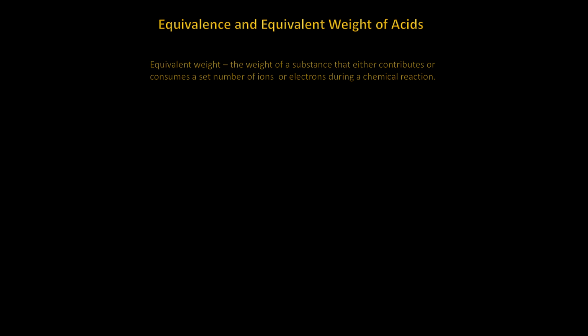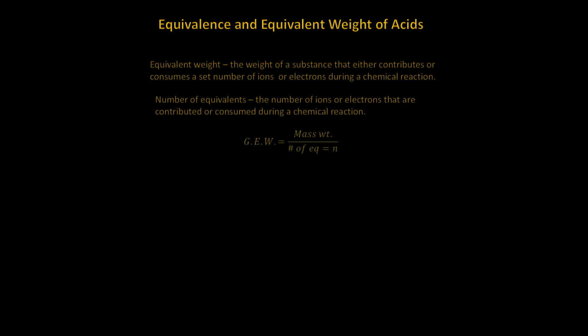electrons during a chemical reaction, whereas the number of equivalents used to determine the equivalent weight is the number of ions or electrons contributed or consumed during a chemical reaction. The number of equivalents is used to calculate the equivalent weights of a substance or substances in solutions. Now, GEW stands for grams of equivalent weight, and the label N has been designated to represent the number of equivalences, although this label is also used to represent the number of moles. It must not be confused with the number of moles.